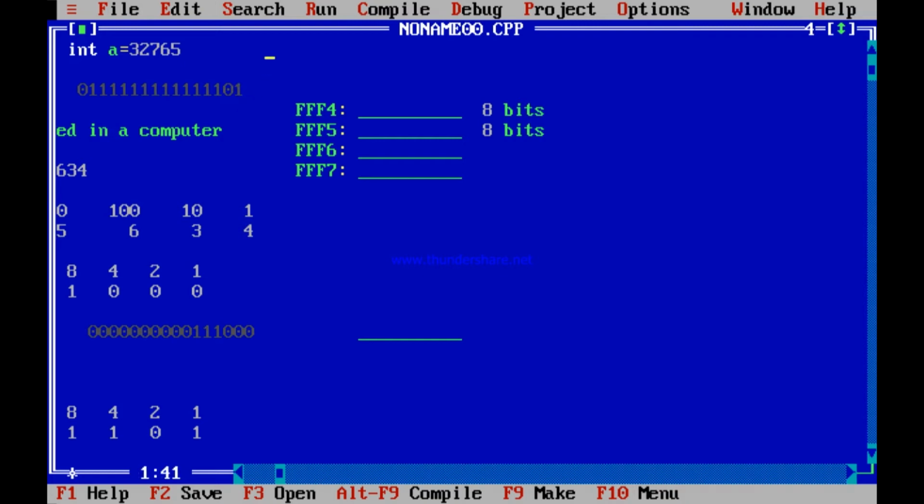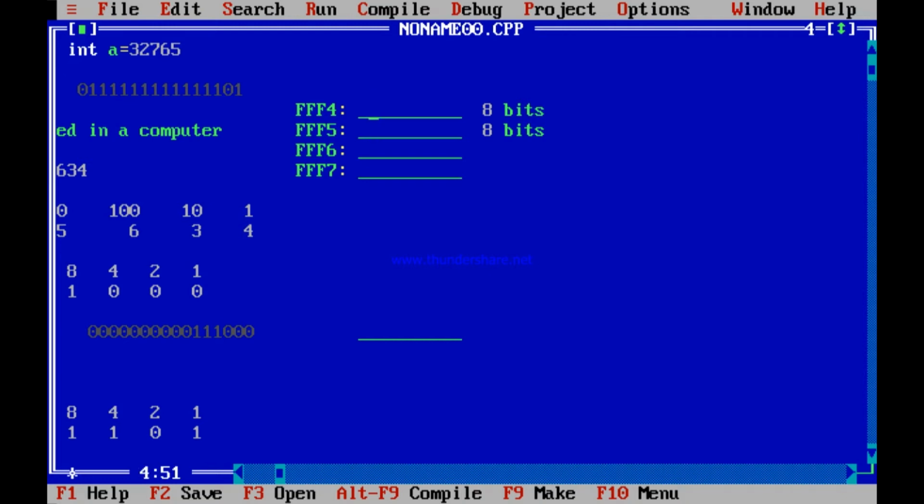So when you are saying int a equal to 32765, it is stored within these two memory locations, using how many bits? 8 plus 8, 16 bits. So you are writing one number in int a equal to 32765. But how many memory locations is it being stored within? It is being stored within two memory locations. Why? 8 bits per memory location. 8 bits plus 8 bits, 16 bits. Any integer is stored within the computer memory using how many bits? 16 bits. So these 16 bits are stored within the two memory locations.